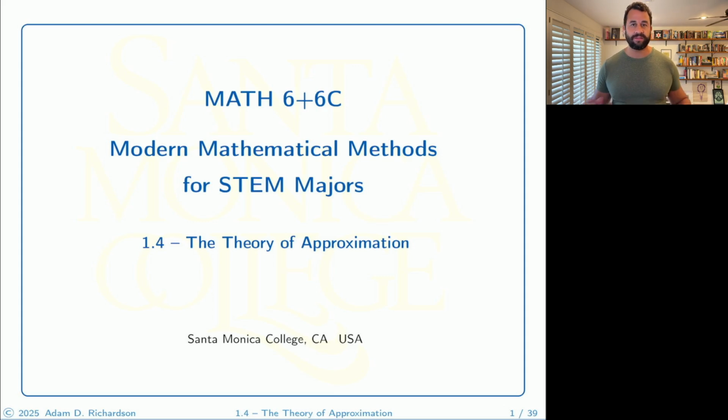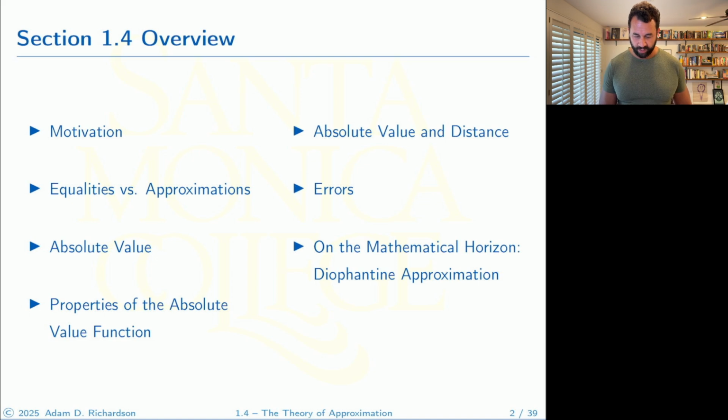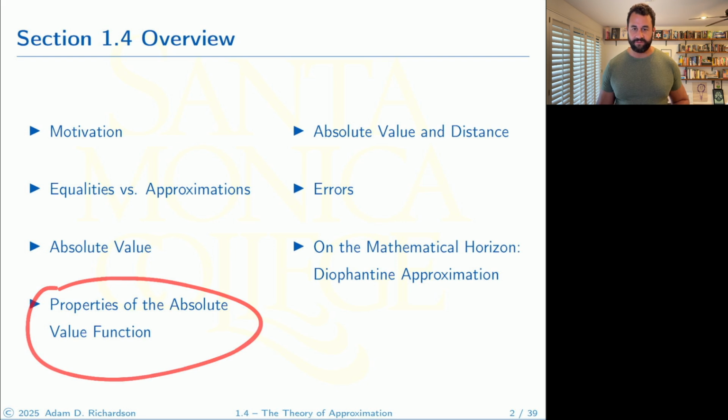This section is all about the theory of approximation. We're going to get some motivation for why we are spending time on this. We're going to talk about the difference between equalities versus approximations. We're going to talk about a very special function called the absolute value function. We'll get into the nitty-gritty of functions in chapter 2, but for right now, we need to discuss this particular function, which I'm sure you all have heard about, but we're going to delve a little bit deeper today. We're going to talk about properties of that function.